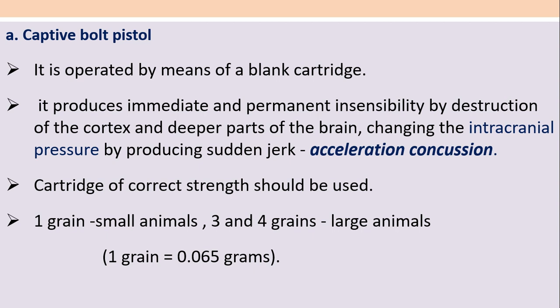Captive bolt pistol. It is operated by means of a blank cartridge. It produces immediate and permanent insensibility by destruction of the cortex and deeper parts of the brain, changing the intracranial pressure by producing a sudden jerk, which is known as acceleration concussion. A cartridge of correct strength should be used: 1 grain for small animals, 3 and 4 grains for large animals. Actually, 1 grain is equal to 0.065 grams.